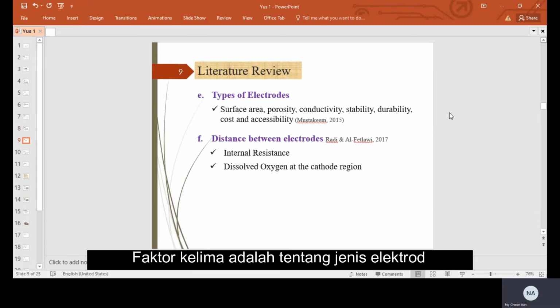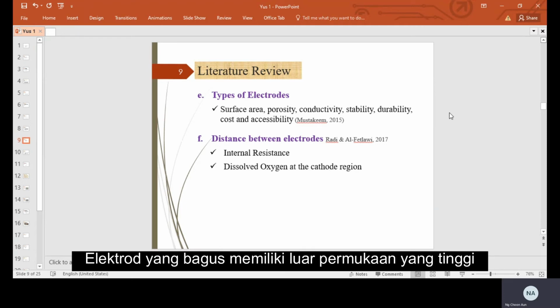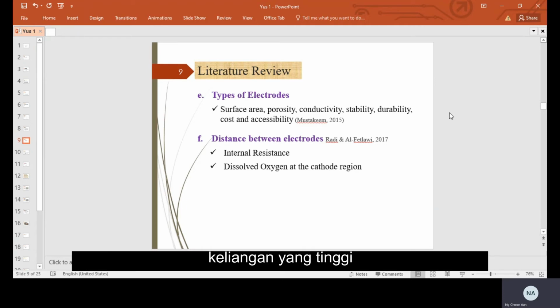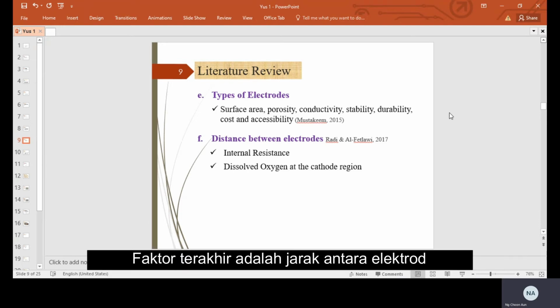The fifth factor is about types of electrodes used for MFC for its anode and cathode. Good electrodes are having high surface area, high porosity, good conductivity, stable, durable, cheap, and accessible. The last factor is distance between electrodes. The distance between the electrodes will affect MFC internal resistance and dissolved oxygen at the cathode region.